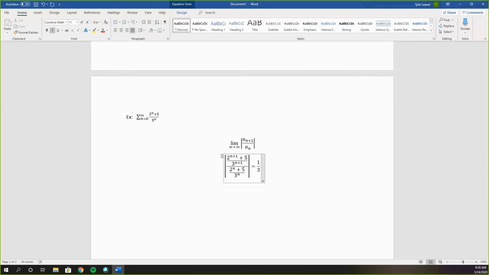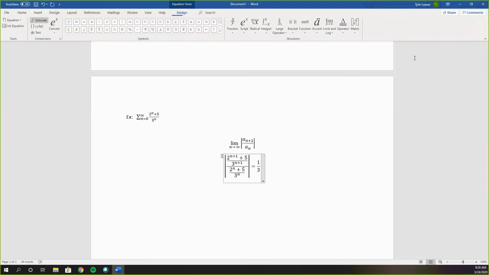Now for the other part, there's not really much that's going to happen here. Unfortunately, you're just going to be left with the rest of this fraction. We're still going to have that 2 to the n plus 1 in the numerator, and then we're going to have the plus 5. In the denominator, we're going to have the 2 to the n plus 5.